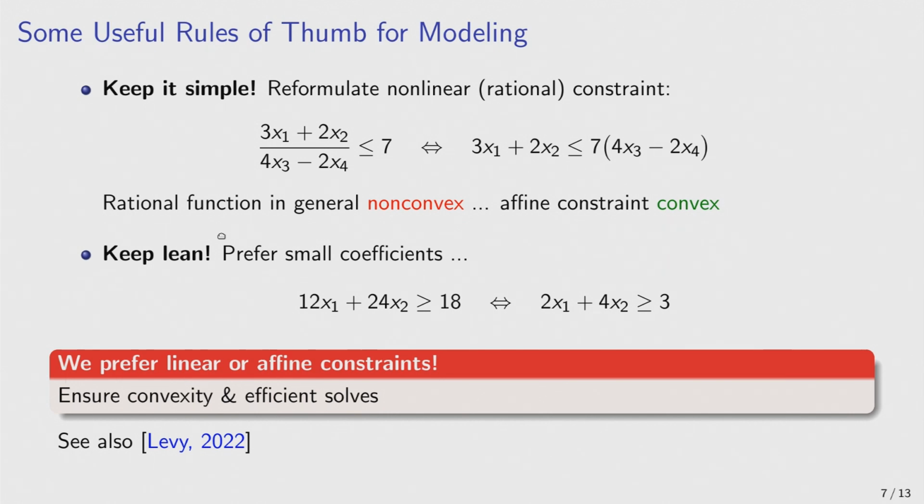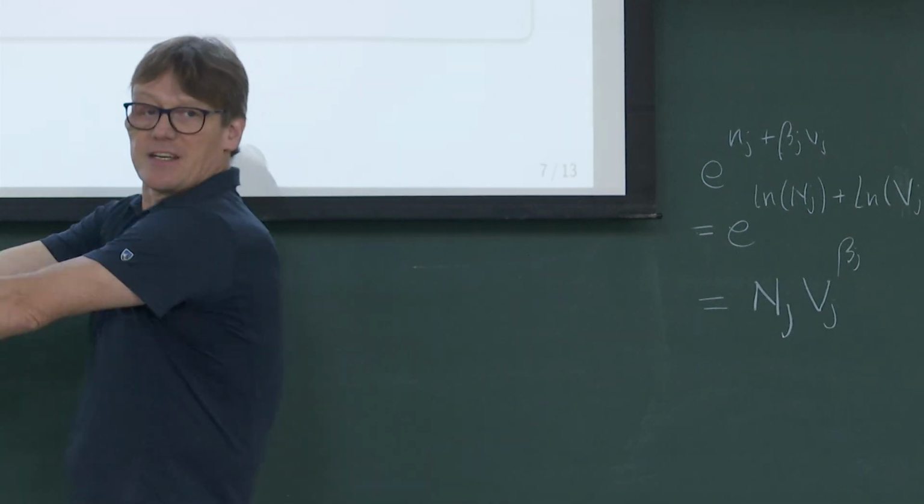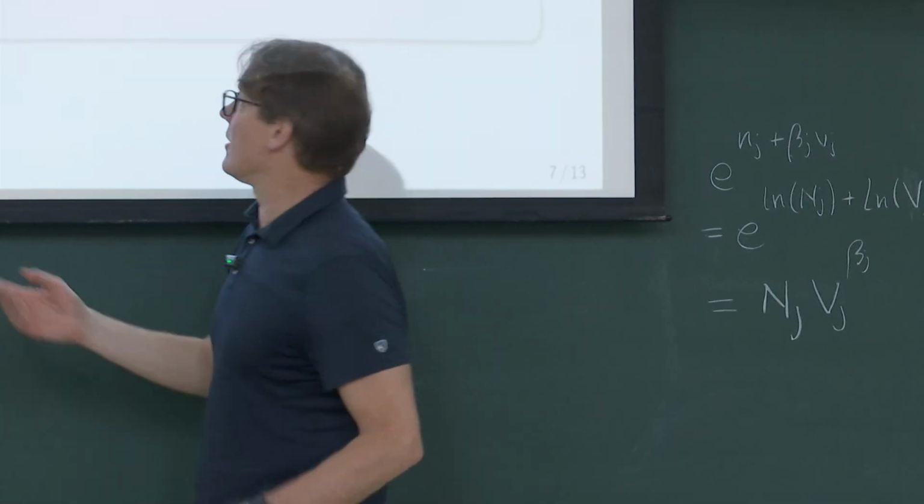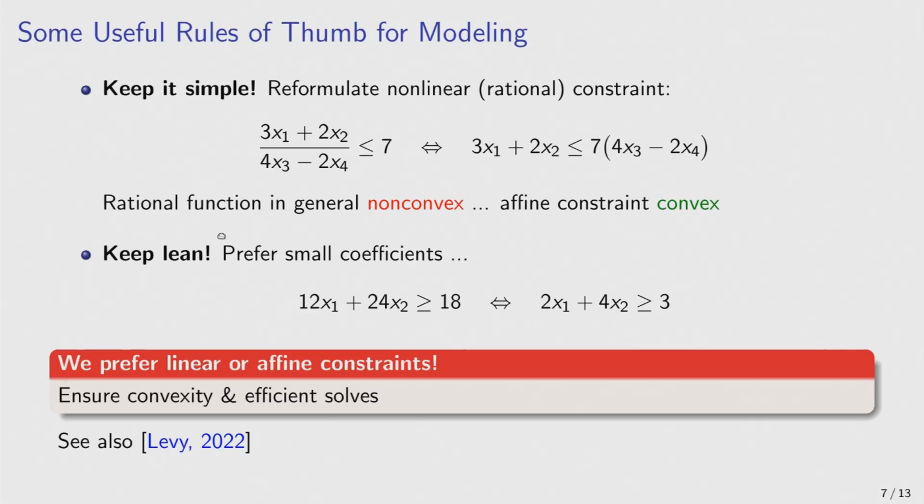Another really important aspect is to keep it lean. So we want to have small coefficients. And again, when you're modeling things, there might be a tendency to work, I don't know, in Italian lira versus German Deutschmark, but 1,000 lira are 1 Deutschmark, and so you could also reformulate your problem and have smaller units that you're working with.